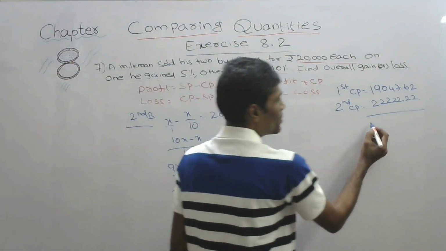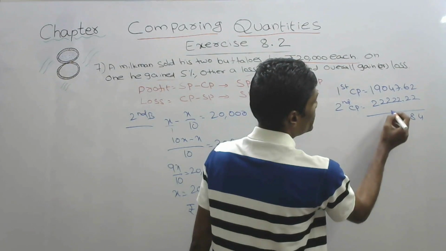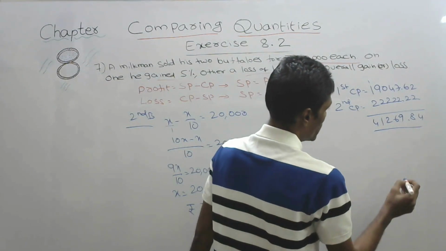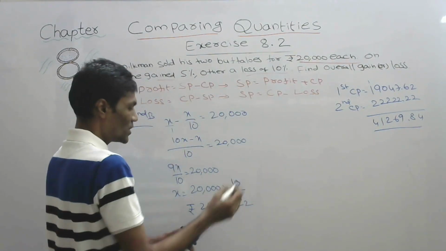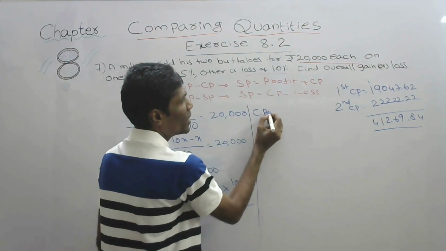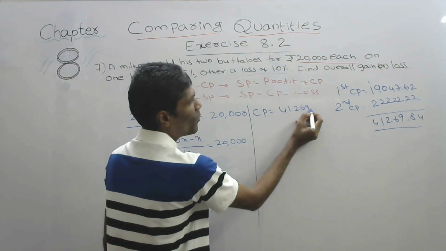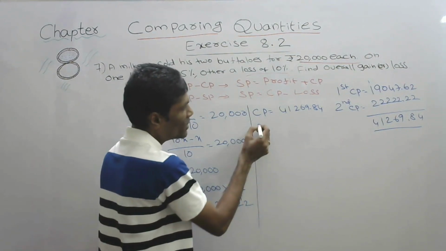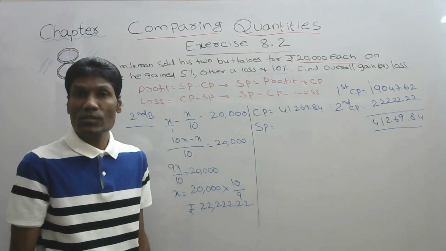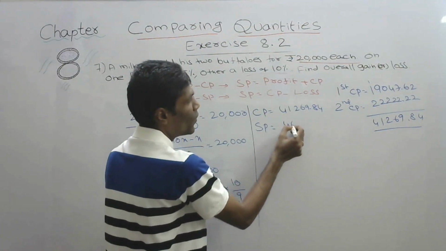Okay, now we have cost price of 2 buffaloes. So what is the total cost price if we add 19,047.62 plus 22,222.22? So this is total cost price. So total cost price of 2 buffaloes is 41,269.84. What is the selling price? Selling price is, we know 20,000 each. 2 buffaloes, 20,000 plus 20,000. So it is 40,000.